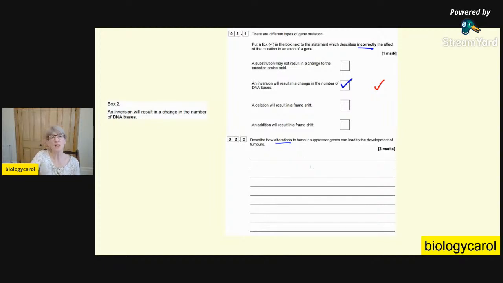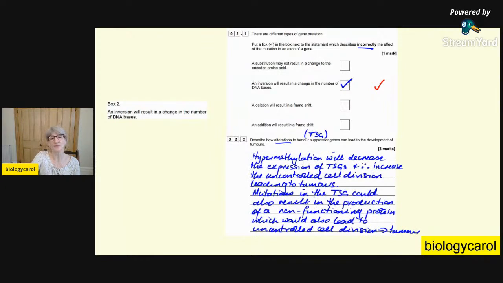So here is my abbreviation for the examiner. So hypermethylation, hyper means too much methylation. And remember that methylation is a type of epigenetics.